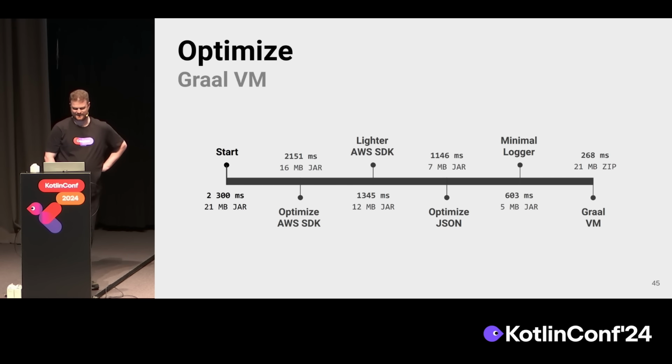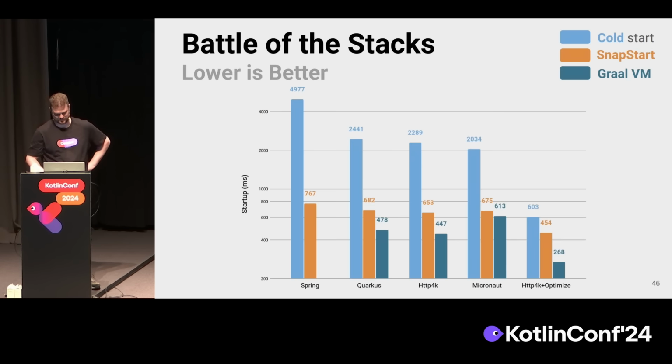Like, come on, this is the worst case scenario, not your typical scenario. But okay, tough crowd, fair enough. So this is where we land now. We can see that after we've optimized our HTTP4K application, the cold start rivals the snap start that we had before. The snap start rivals the Graal start we had before. And even better yet, our Graal start is in a class on its own. 268 milliseconds, down from 2,300. That's insane.